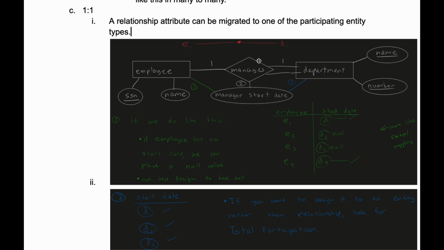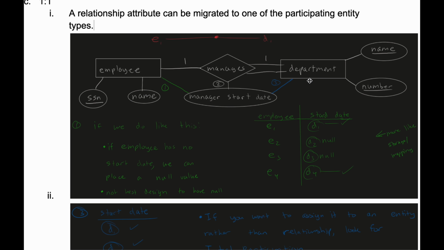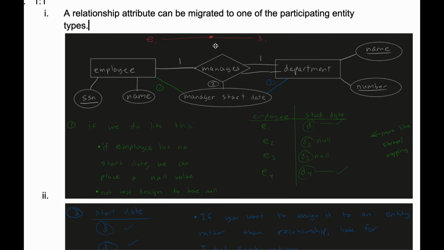So we have our relationship here, it's manages. We have our attribute, manager start date, and they can be shifted to either employee or department. Now, there are some things to look out for here though. So we have our entity, we have our manages, and then we have the department, each with their own keys and attributes. And then we have our manager start date.